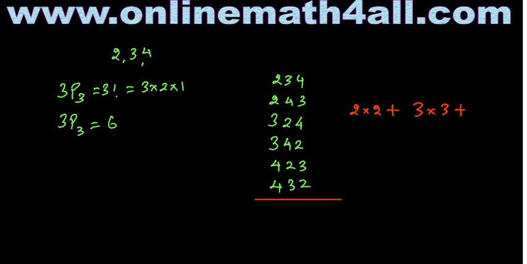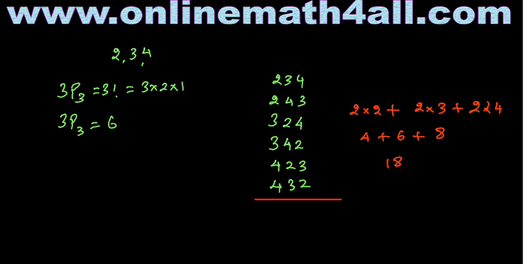And 4 is also repeated twice, so 2 times 4. If you add all this, 4 plus 6 plus 8, 8 plus 6 will be 14, so you'll be getting the sum 18 in units place. The same sum you will be getting in tens place and also in hundreds place.